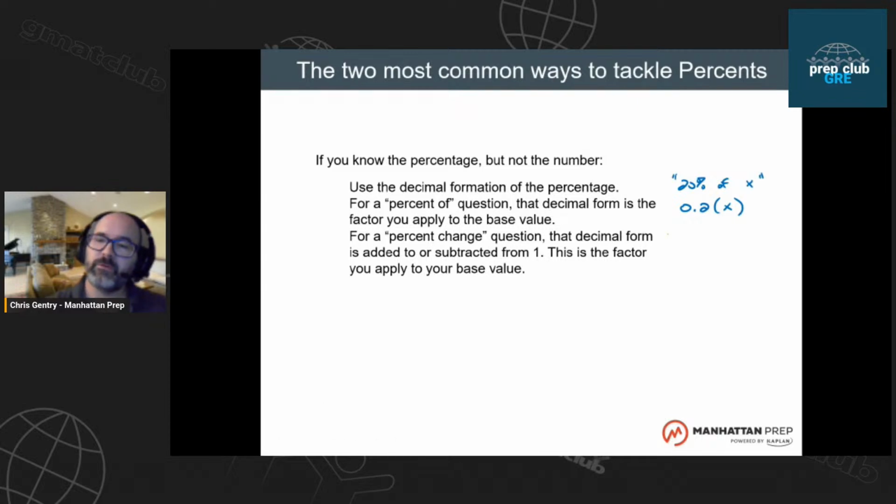If, for example, I have 30% less than y, I would take that decimal form, 0.3, and subtract it off of 1 because I'm going down to get 0.7. And so 30% less than y would be 0.7 times y.